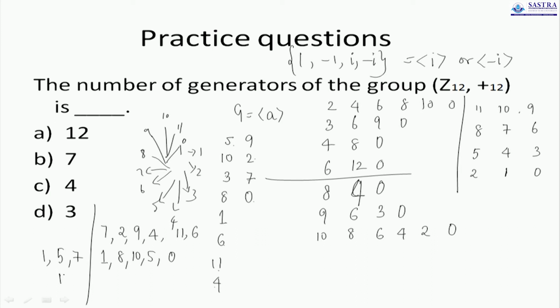So 1, 5, 7 and 11, all these numbers generate the entire group, therefore there are 4 generators to this group Z12 under the operation plus 12. So 1 generates, 5 generates, 7 generates and so does 11. The other numbers do not generate, they generate only subgroups of the group.